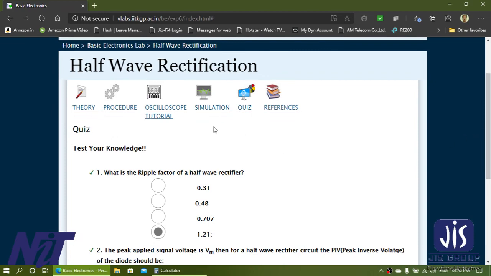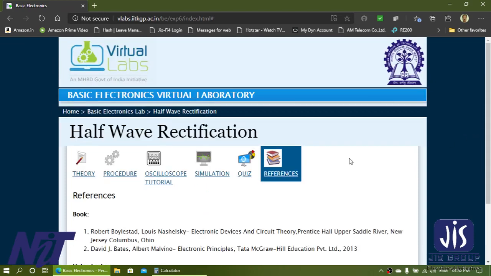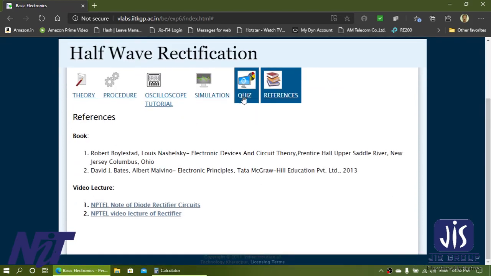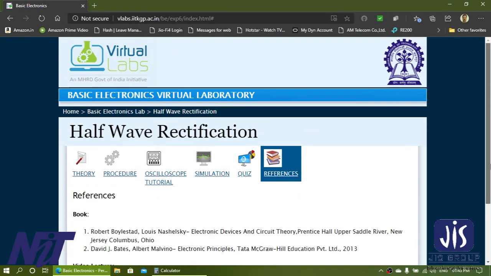So in this way you will have to complete this quiz part, and then at the last tab, the reference tab, you will find 2 links: one on diode rectifier circuits, how to find the node of diode rectifier circuits, and a video lecture on the rectifier from their side.